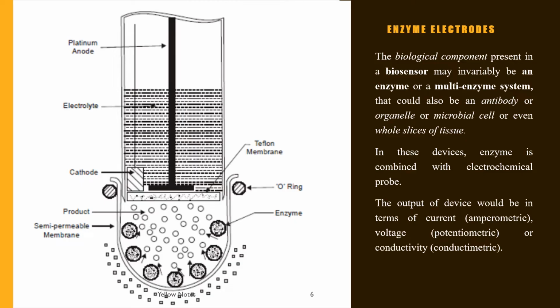In this figure, the design of an enzyme electrode is shown. The biological component present in a biosensor can be an enzyme or a multi-enzyme system. It could also be an antibody or a cell or even a whole slice of tissue. In these devices, the enzyme is combined with an electrochemical probe. The output of the device could be in terms of current, voltage or conductivity.